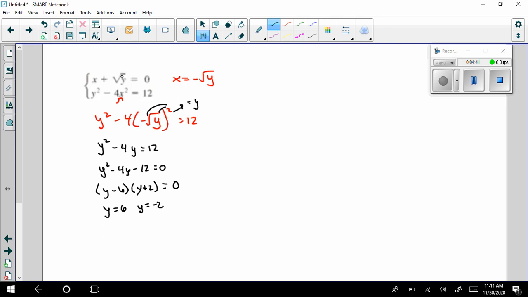I'm going to plug that in up here. So actually just right here. X equals negative square root 6. That doesn't simplify. And x equals negative square root negative 2. This is non-real. So it's not a solution to our system, but this one is. So this one has a solution at negative square root 6 and 6.